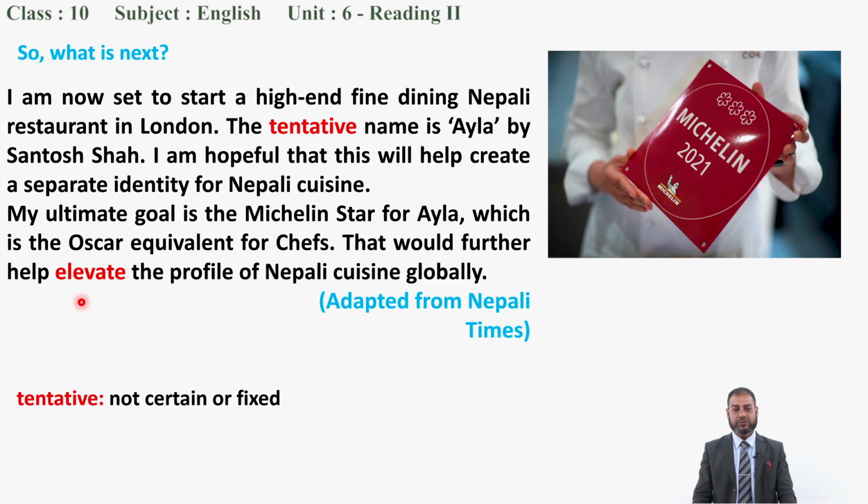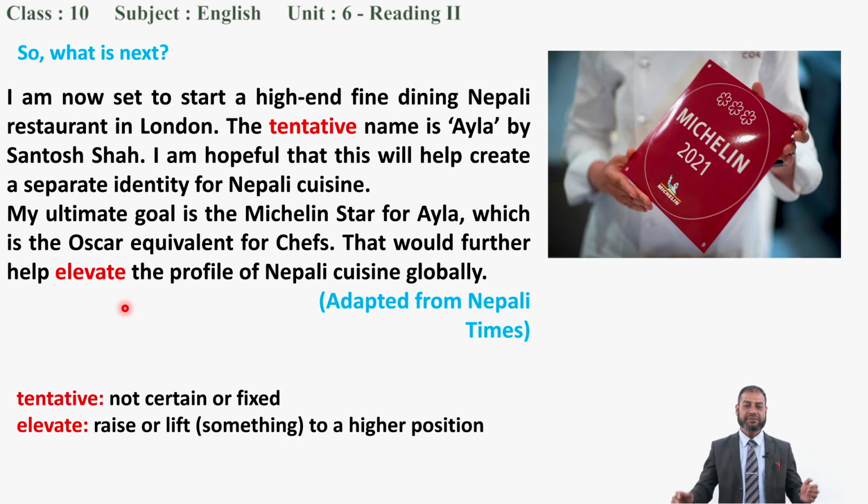Okay. Next word we have is elevate. E-L-E-V-A-T-E, elevate. What does it mean? Can you guess? Now read this sentence once again. That would further help elevate the profile of Nepali cuisine globally. So, have you got the meaning of this word, elevate? Okay, it means raise or lift something to a higher position. So, people know maybe a little about Nepali food, and if he does this, then our food will be known to many people in the days to come.